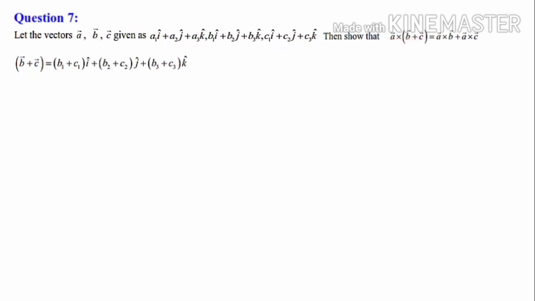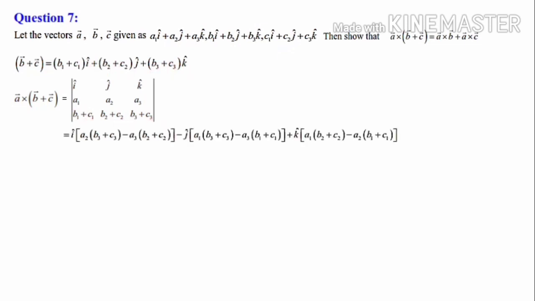We have to go for the cross product. So A cross (B plus C) is equal to, we can use the determinant formula for finding the cross product. i cap, j cap, k cap will come as the first row, and the second row is the first vector's components, that is a1, a2, a3. And the (B plus C) components will come as the third row, that is b1 plus c1, b2 plus c2 and b3 plus c3. Let's go for expanding it. i cap into, with that particular row and column gone, a2 into (b3 plus c3), minus a3 into (b2 plus c2).